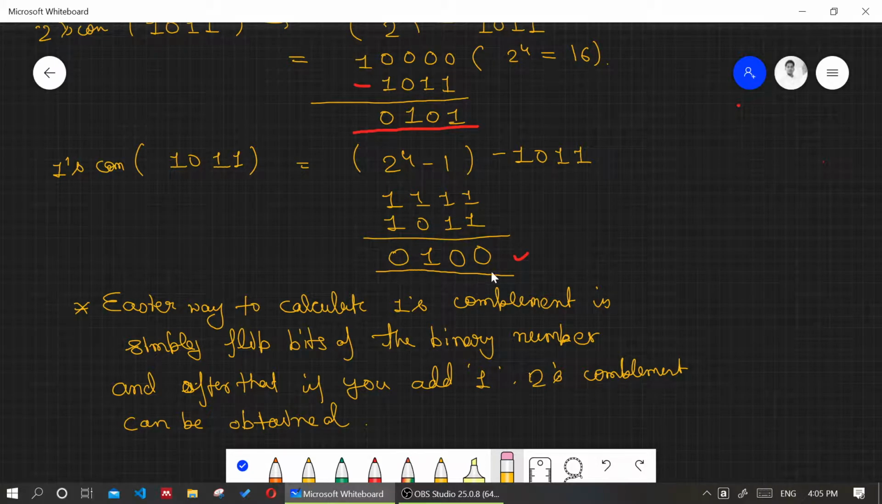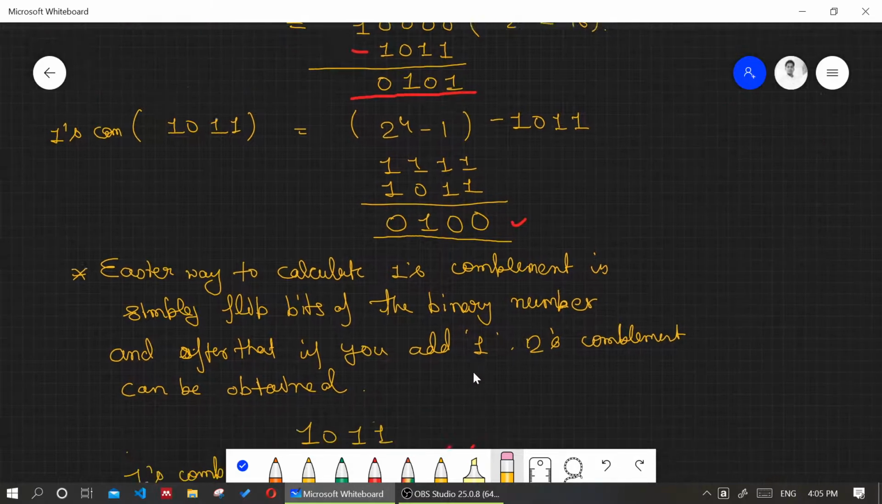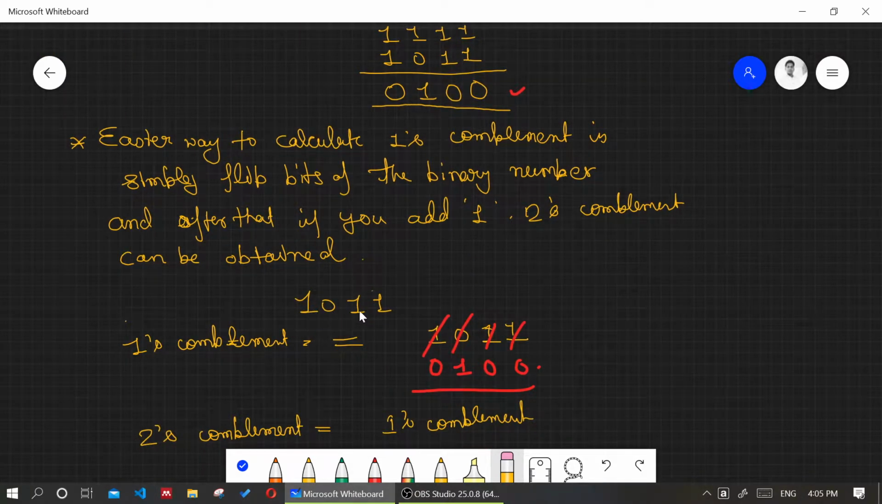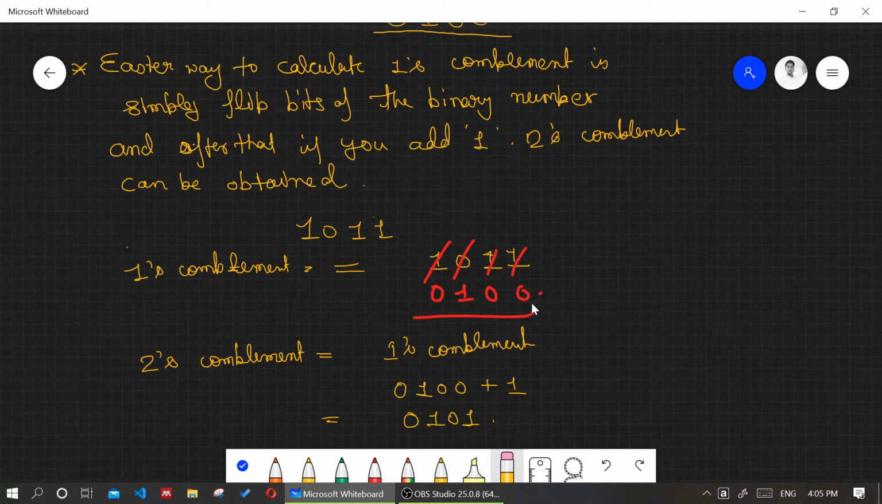So instead of doing this much calculation, to calculate the ones complement we simply flip the bits of a number, and simply add 1 to get the twos complement. Let's see this example. Suppose your number is 1011. For the ones complement, simply flip the bits, so the number becomes 0100. This is the ones complement, and to find the twos complement, simply add 1, so it becomes 0101. So this concludes the discussion about the ones and twos complement of a binary number, and the nines and tens complement of a decimal number.